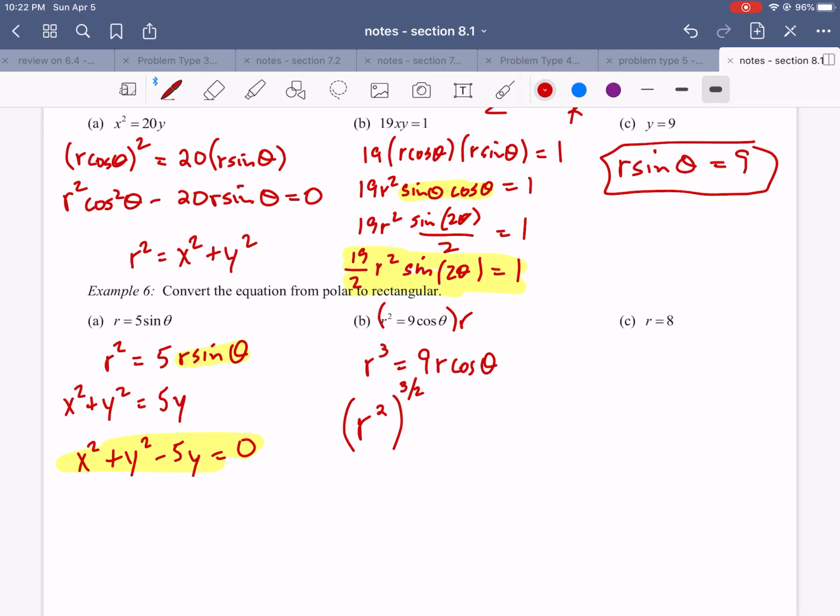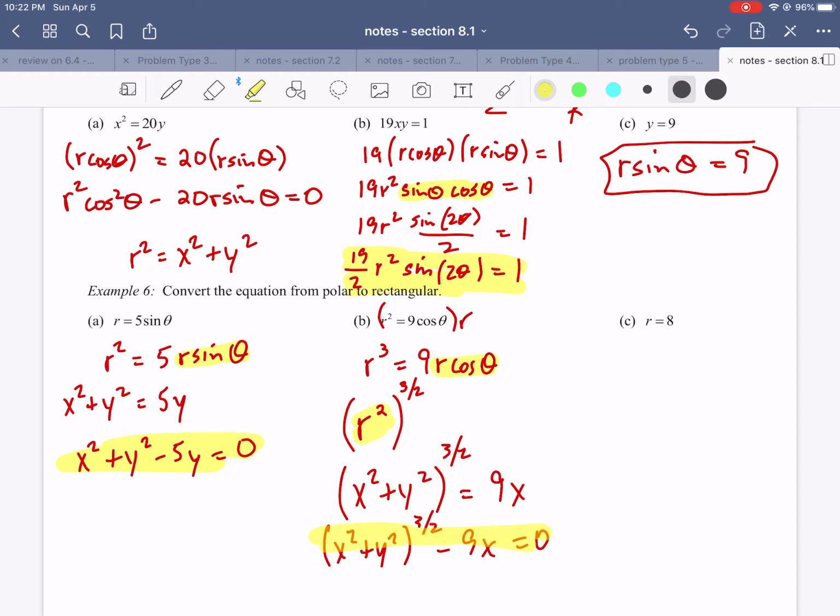Now, why was that helpful? Because now on the inside of the parentheses, I know that r squared is x squared plus y squared. And so I can now write that in rectangular form, x squared plus y squared to the 3/2 power equals, now what do we know about r cosine theta here? We know that r cosine theta is equal to x. And so that's going to equal 9x. And so the last thing is we just want this equation to equal 0. So we're going to subtract over the 9x and set it equal to 0. And that will give us the final result that we want for our answer.